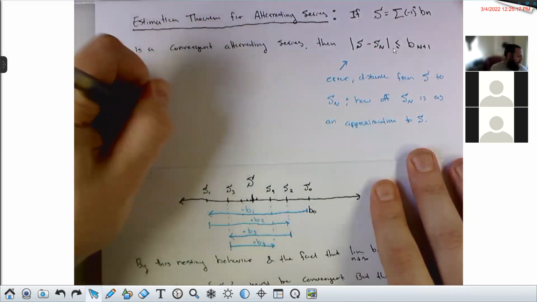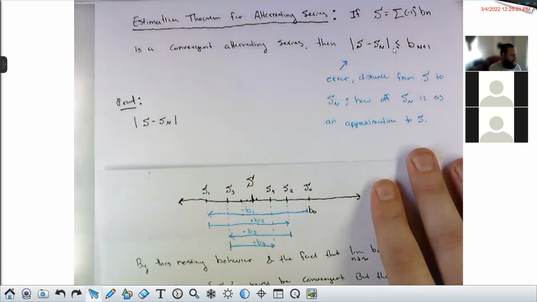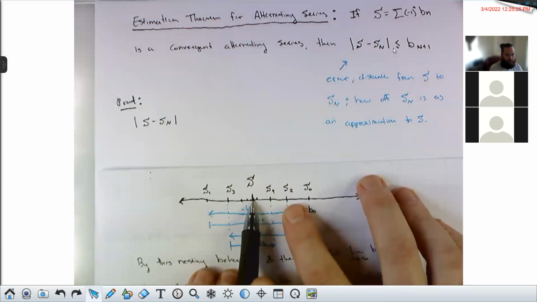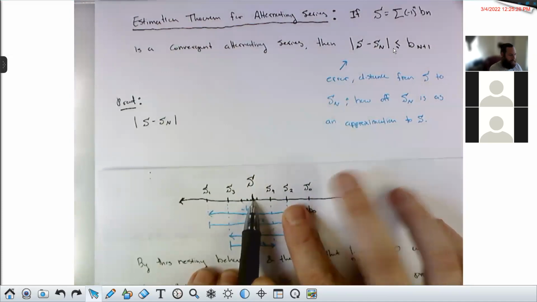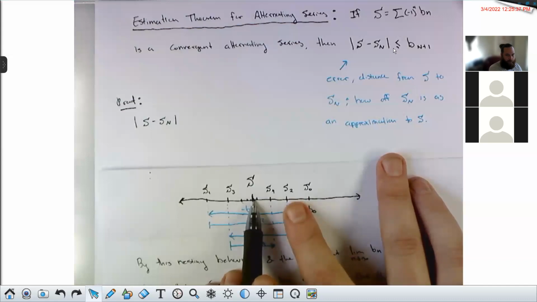S minus Sn is the distance from S to Sn. So here's S. Let's look at the distance from S to S2. We go S0, S1, S2, S3, S4, S5, S6, S7, S8, S9, S10, and so on. Here's the distance from S2 to S. This is like if capital N was 2. How far apart are they? Well, they're this much apart.